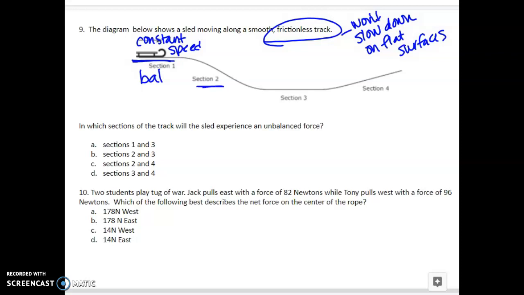Now, going over here through section 2, what happens when things go downhill? They become faster. Faster is a change in speed, so that would be considered unbalanced. Unbalanced here because it is a change in speed if you go faster. Now then, at the bottom of section 3 down here, we're on a frictionless track again, so whatever speed that it hits it at, it's going to remain at that constant speed. So again, that is going to be balanced until it starts to go uphill.